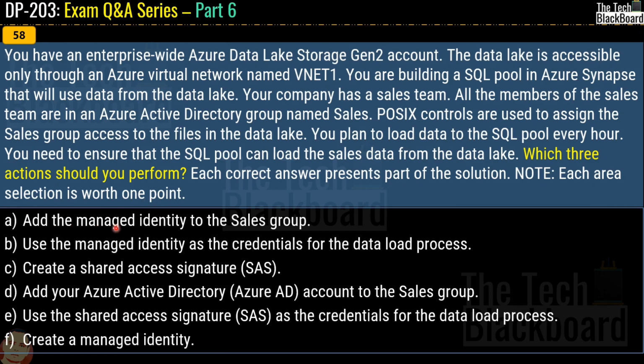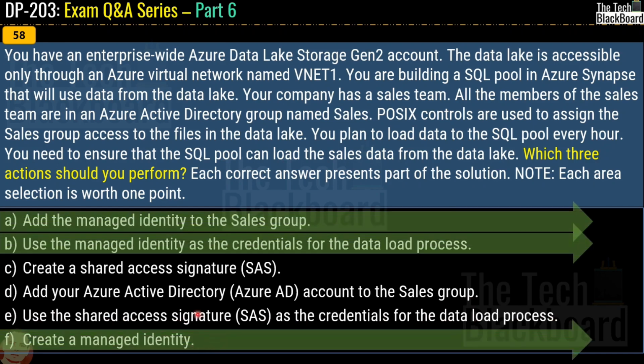Your options are: add the managed identity to the sales group. The second option is use the managed identity as the credentials for the data load process. The third one is create a shared access signature, or SAS. The fourth one is add your Azure Active Directory account to the sales group. The fifth one is use the shared access signature as credentials for the data load process. And the sixth one is create a managed identity. The correct answer for this question is option A, option B, and option F.